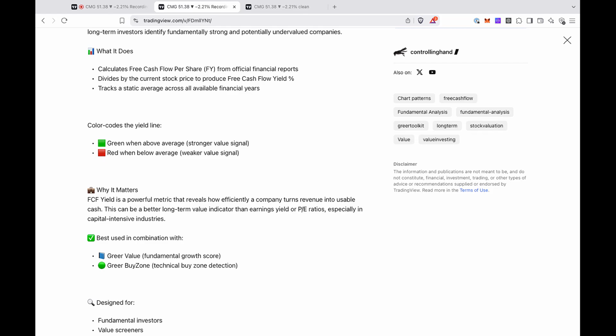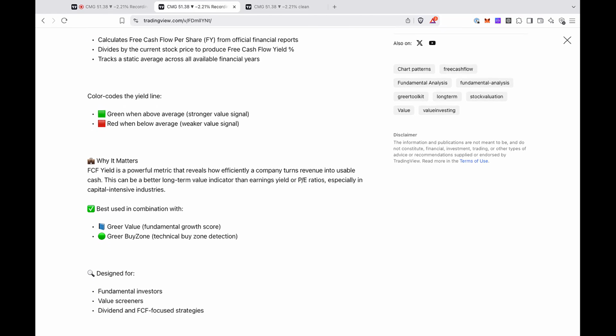Why it matters is that free cash flow yield is a powerful metric because it reveals how efficiently the company turns its revenue into usable cash. This can be a better long-term value indicator than earnings yield or PE ratios, especially in capital intensive industries. For example, if you're buying a company just for its dividend, and it's not generating enough free cash flow to pay that dividend, then how long they can sustain it is to be determined. So this can help you alleviate that type of question.